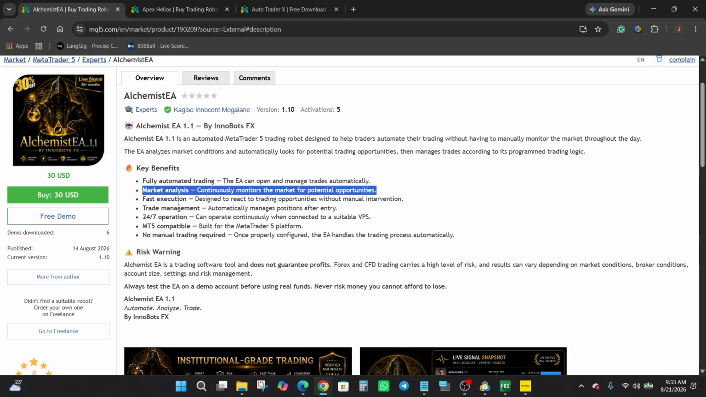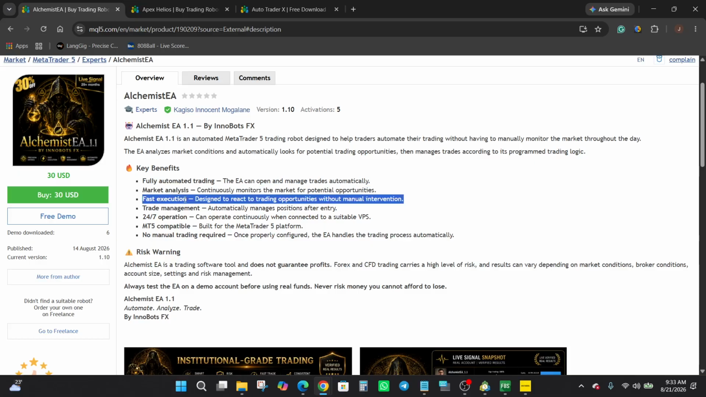The developer also points to fast execution, meaning that the EA is built to react to opportunities without manual intervention, and trade management, where it handles positions automatically once a trade is opened. That is a fairly standard feature for EAs, but it is still worth noting because it means less manual involvement is needed after entry.